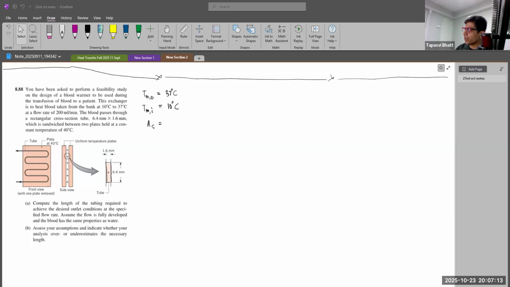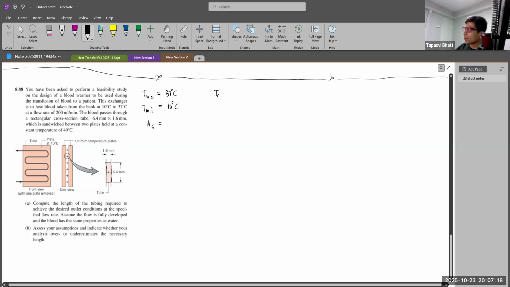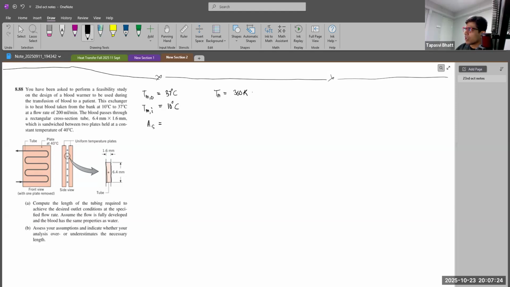Meanwhile, I'll just write down the properties of water. Assuming T mean as 300 Kelvin, we will calculate the properties. I'm taking 300 because it is the nearest value available in the table which I've got. You could have used the exact average of 10 and 37 and converted it to Kelvin, and that would have given the correct properties, but usually they don't vary much. So it's okay, you just find the nearest value available in your table.